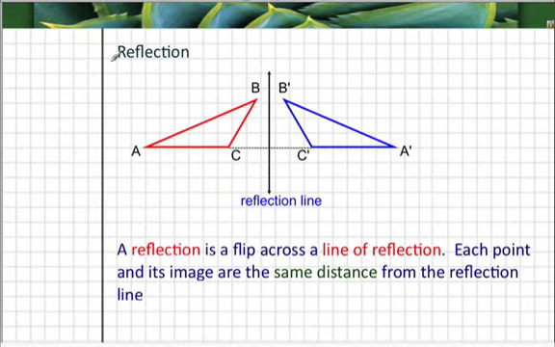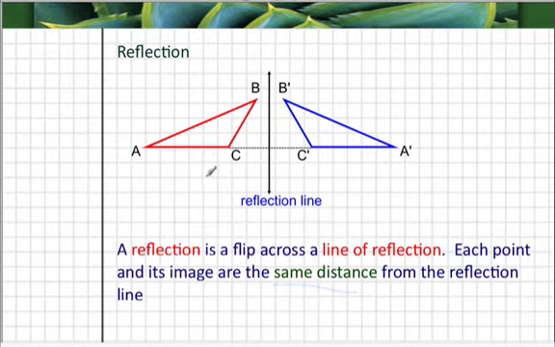The first transformation I want you to recognize is a reflection. A reflection is just a flip. It's kind of a mirror image, if you will, and it's always across a line of reflection. In a reflection, each point on the pre-image is the same distance away from the reflection line as every point in the image. So each point and its image are the same distance from the reflection line.